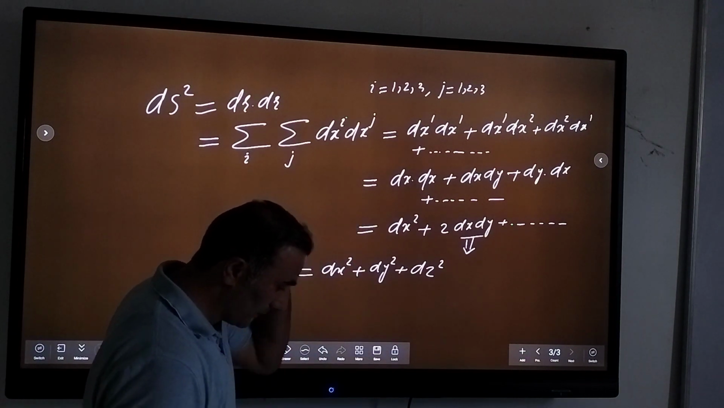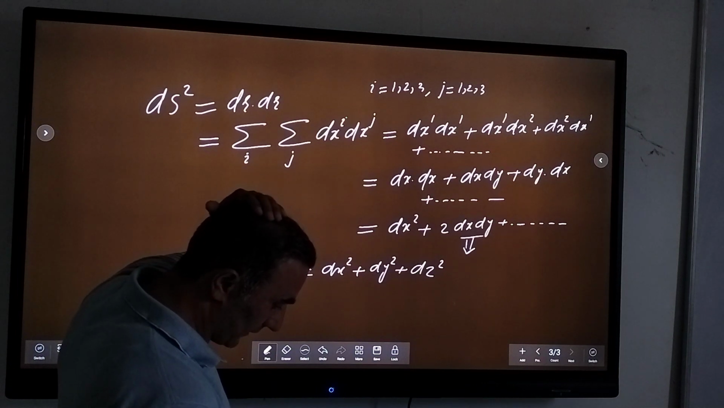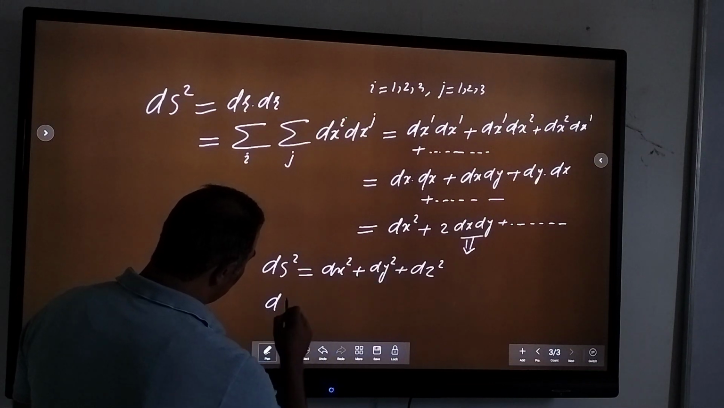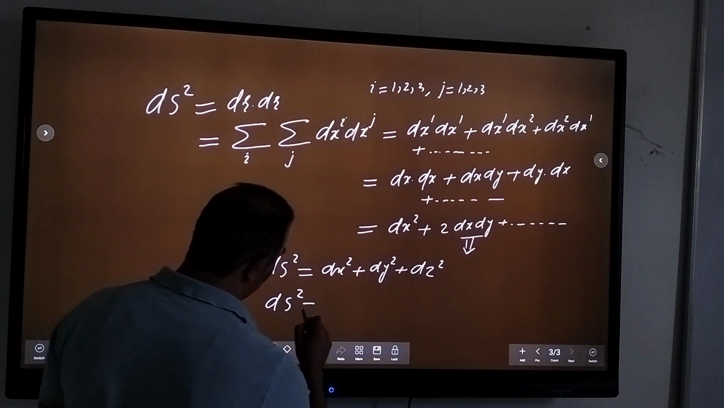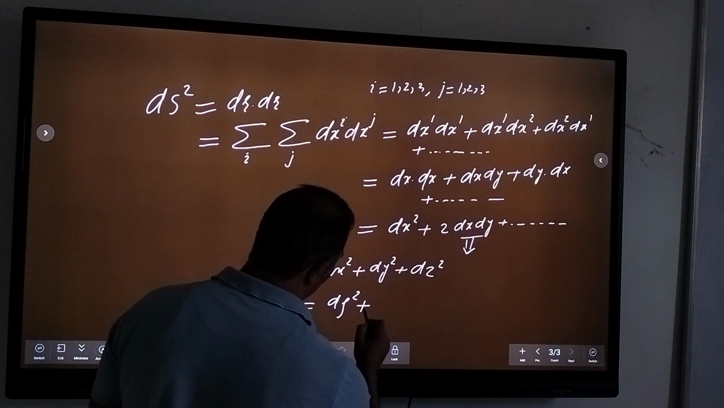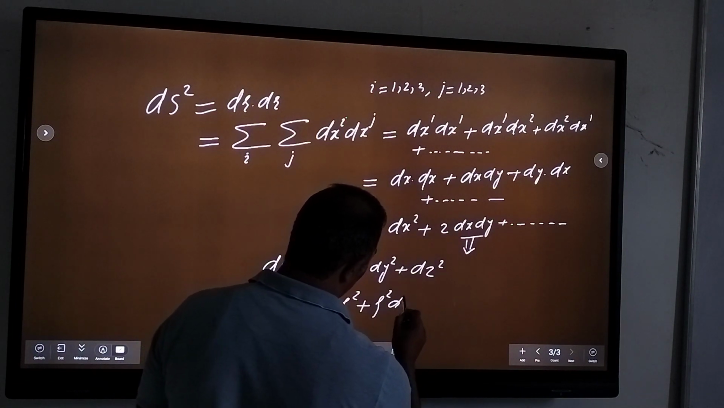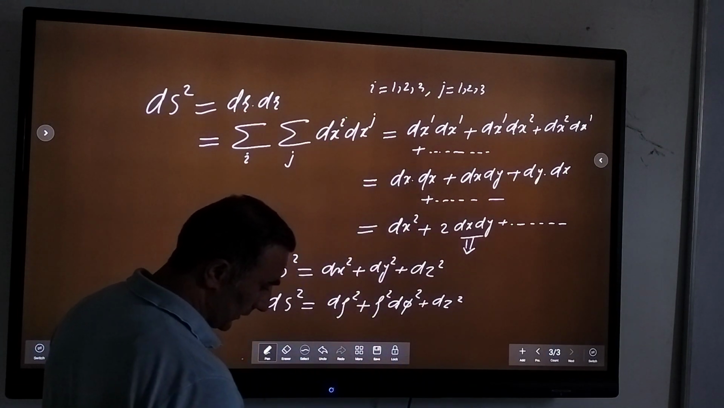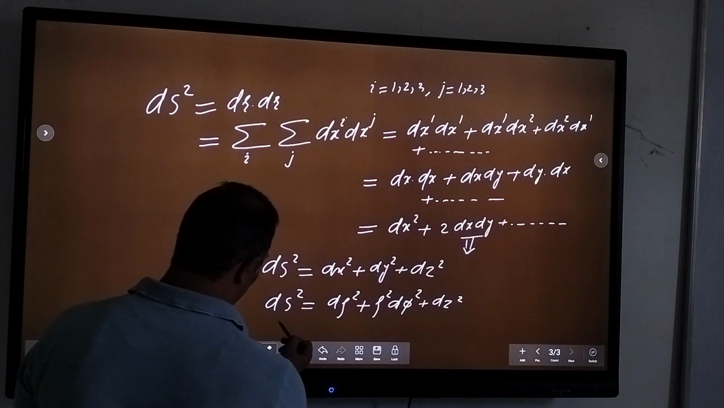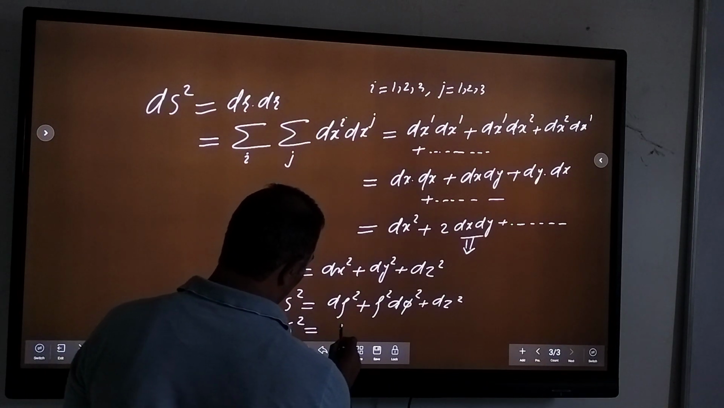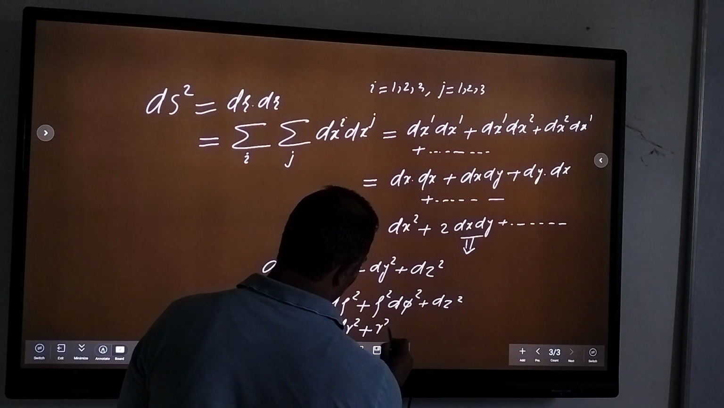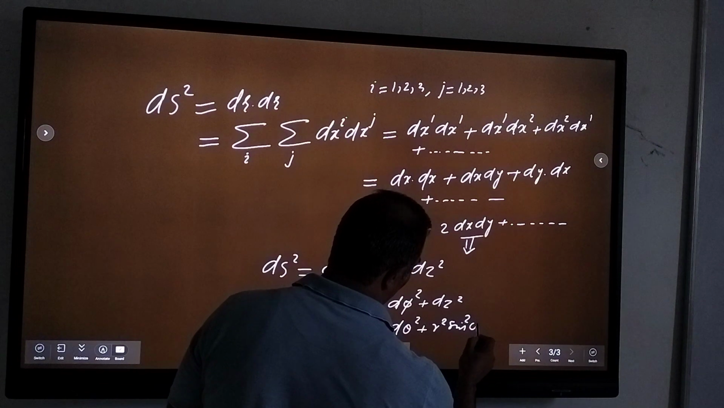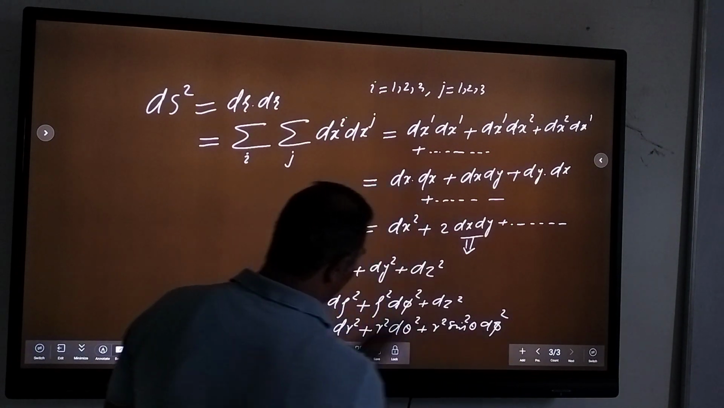So what I should do here is introduce some matrix. Or you can write similarly for cylindrical coordinates. You should get d rho square plus rho square d phi square plus dz square, right? And if you write that in spherical polar coordinates, ds square should be equal to dr square plus r square d theta square plus r square sin square theta d phi square. So I should get this, right?